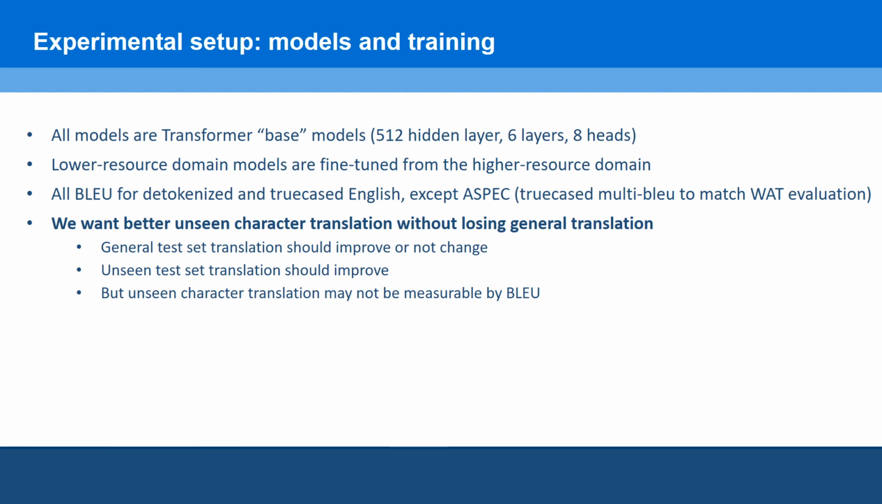Now, with the following experiments, we are first looking for better unseen character translation, but we also want to make sure that there is no degradation in general translation. And importantly, we know that improving unseen character translation might not improve the BLEU score. That's because the reference translation for an unseen character may not have appeared in the training data either, but an equivalent translation that would be a reasonable translation, like fish for sardine, might appear.